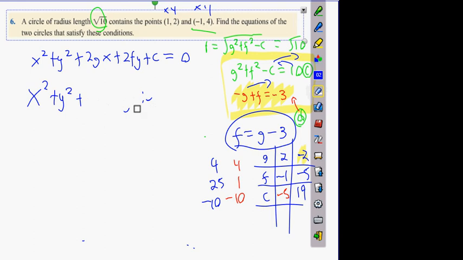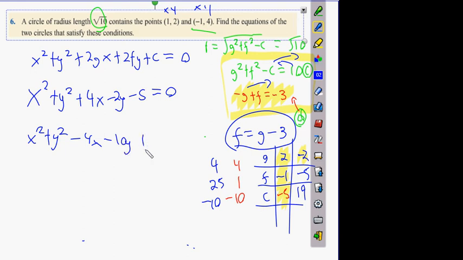I'm using these numbers here, the 2, the minus 1 and the 5. So it's x squared plus y squared plus 4x minus 2y minus 5 equals 0. The second one is x squared plus y squared plus 2gx, which is going to be minus 4x, plus 2fy, which is minus 10y, and plus 19 at the end equals 0. Did anybody get that one out?